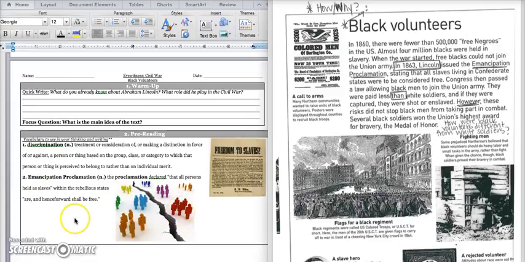The second vocabulary word is Emancipation Proclamation. This is a document that Abraham Lincoln signed to free the slaves in the United States as well as the Confederate States. So the Emancipation Proclamation kind of ignored the fact that the Confederate States seceded from the Union, and they said anything that used to be the United States is still the United States, and we just freed all the slaves.